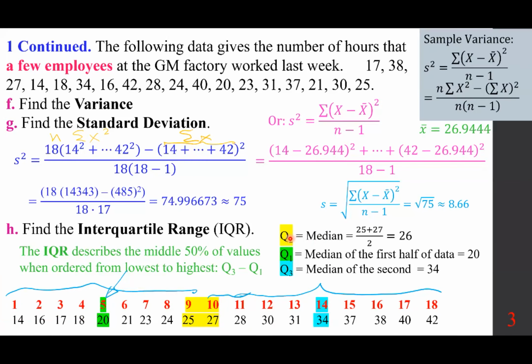Therefore, we write Q sub 2 is the median. We already calculated in the previous page. Q sub 1, median of the first half, which is 20, Q sub 3 median of the second half, which makes it 34. And we want Q sub 3, 34, minus Q sub 1, which is 26. And the answer is 14. The interquartile range is calculated as number 14.